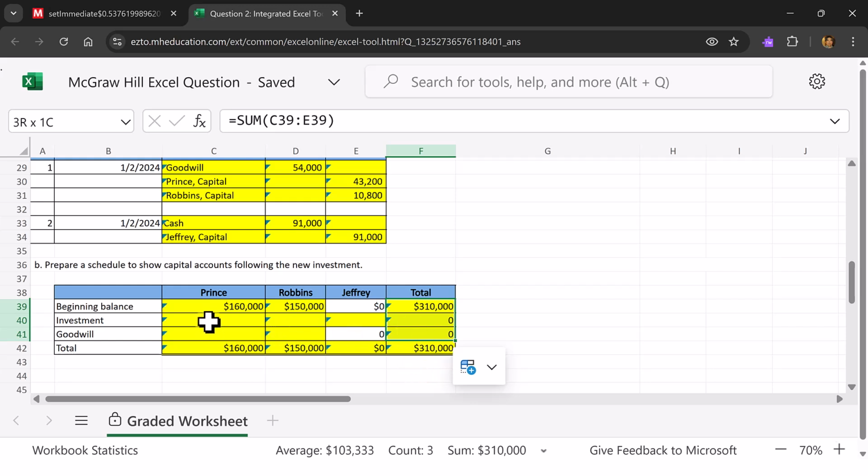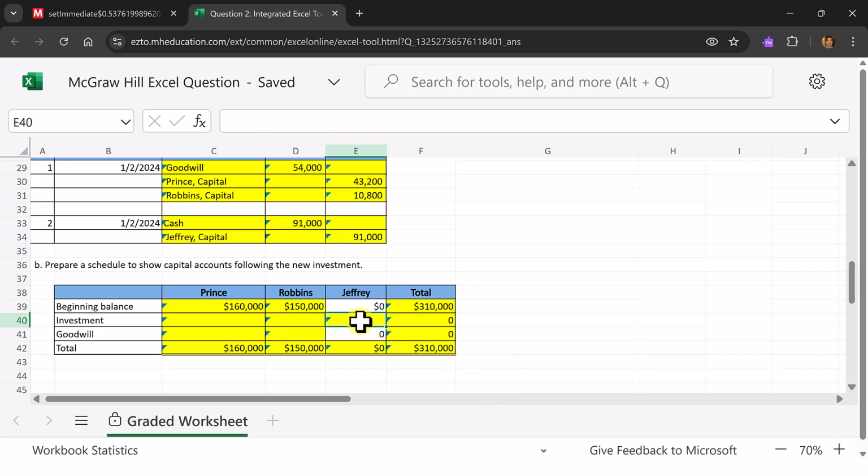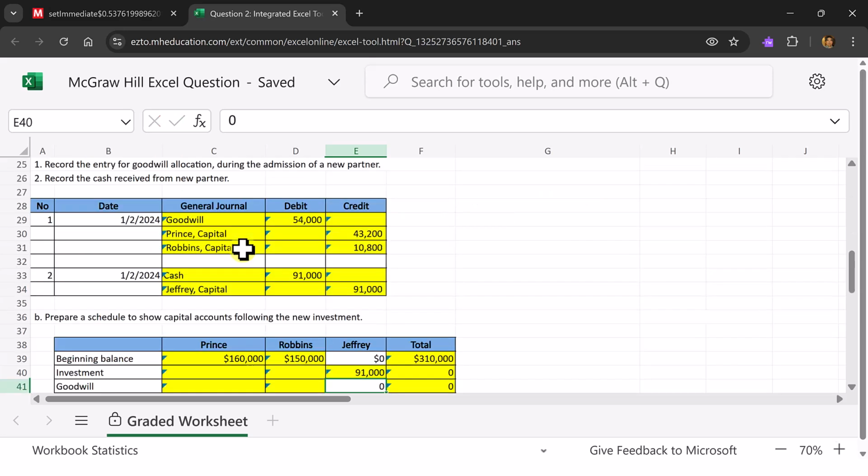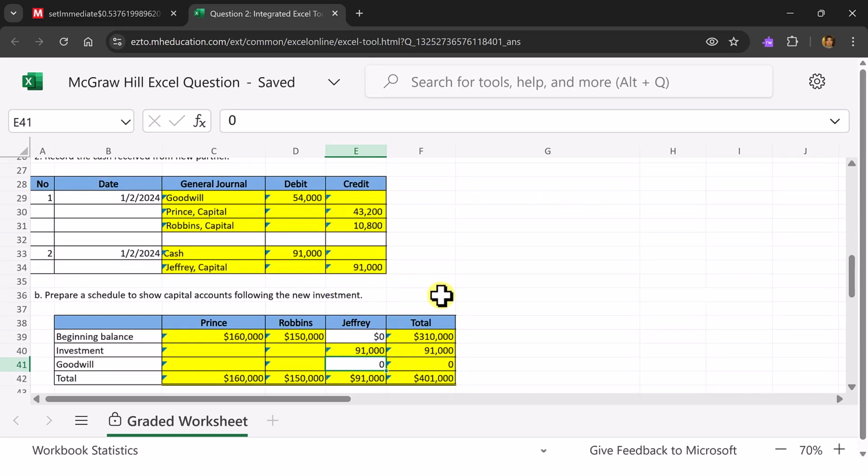So let's do the investments. Nothing here, yeah? Nothing by the two existing partners. It's Jeffrey that's contributing an investment equal to that cash being put in. It's 91,000. Okay, and of course that matches his capital account that we had credited over here.